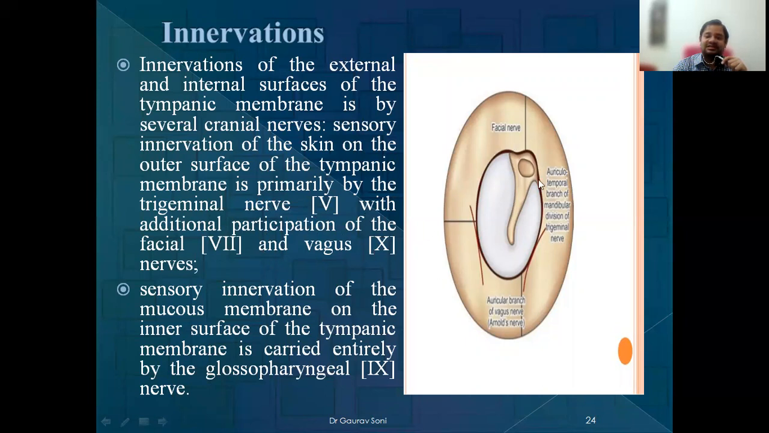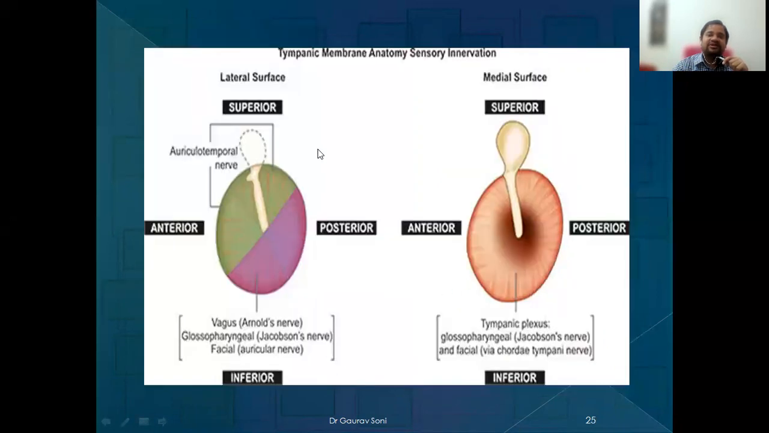Here you can see the division is given. This part is from the facial nerve. This is the auricular branch of the vagus nerve, also called Arnold nerve, and the auriculotemporal part of the mandibular branch of the trigeminal. So these three nerves will be supplying it from the external acoustic meatus side, that is the lateral side. Sensory innervation on the mucous side, or inner side, or medial ear side will be carried entirely by the glossopharyngeal nerve.